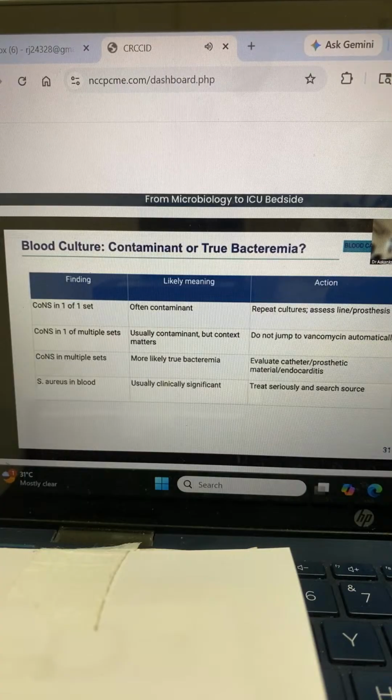Now for blood culture, how do you differentiate between contaminant and true bacteremia? CoNS in one of one set is often a contaminant, so you should repeat cultures, reassess your lines and processes. CoNS in one of multiple sets is again usually a contaminant, so do not jump onto adding a gram-positive cover. CoNS in multiple sets is more likely true bacteremia. You need to evaluate your catheter, prosthetics, as well as look for endocarditis. Staph aureus in blood is usually clinically significant. It's a serious infection and you must look for source.